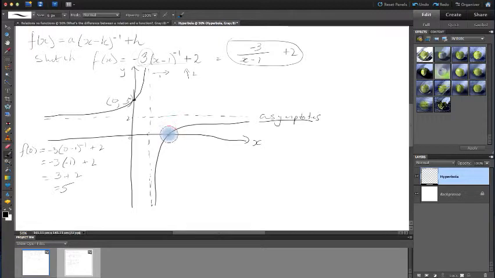And now over here, we're looking for the x-axis intercept. This is when y equals 0. So here we're doing 0 equals minus 3 (x minus 1) to the power minus 1 plus 2. So first I'll take the 2 to the other side, minus 2, by subtracting 2 from both sides: minus 2 equals minus 3 (x minus 1) to the power minus 1. Now I'll divide both sides by minus 3: 2 on 3 equals (x minus 1) to the power minus 1.